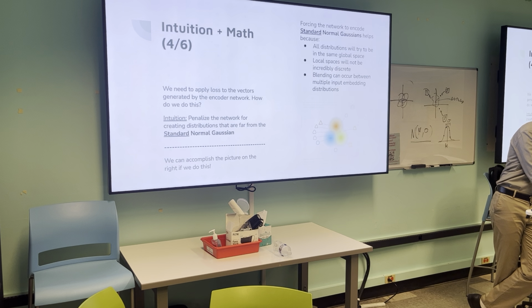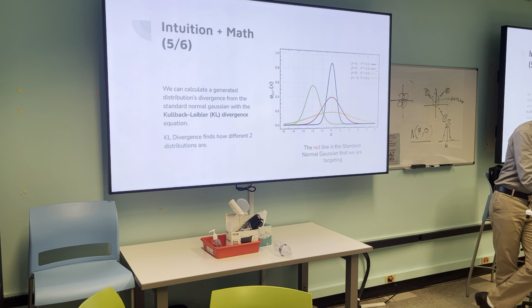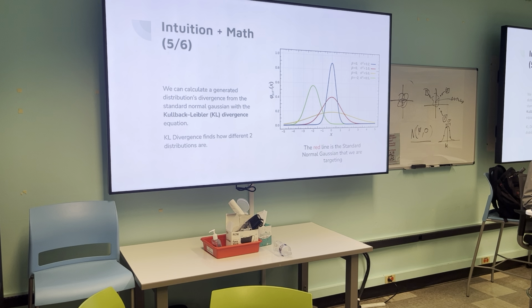So you calculate something called a Kullback-Leibler divergence. Basically, what it does, and it's a fancy name, you can just call it KL divergence, but it finds out how different two distributions are. So you can take a look at what the standard Gaussian is and what different means and standard deviations will do to a distribution.